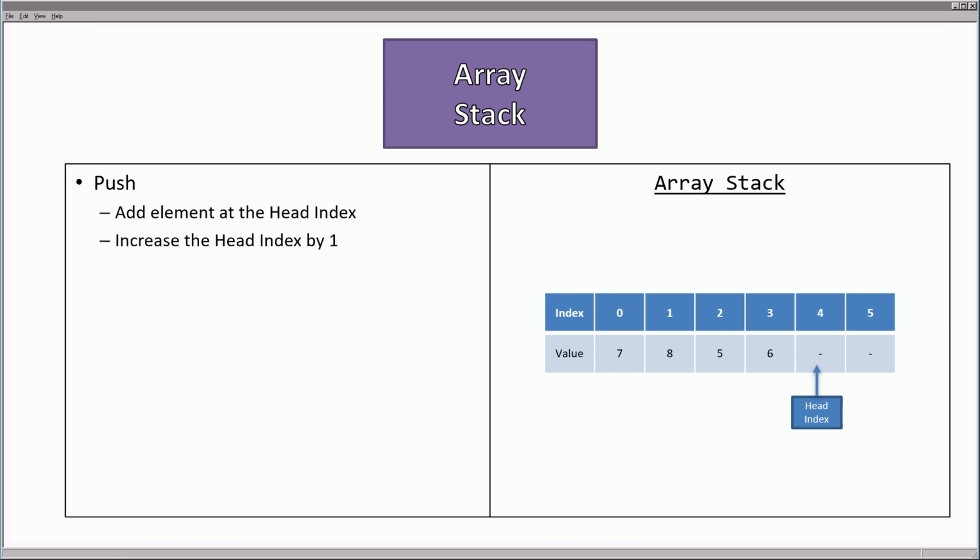So now, understanding this, when we need to push or add a new element to the stack, what we do is we add that element to where head index is referring to and then increase the head index by 1. So if we're going to add the element 4 to this, then we just add it to that location and then move the head index forward, and now it's referring to 5.